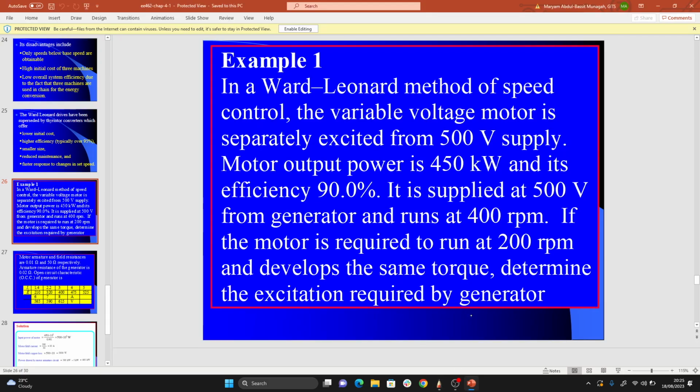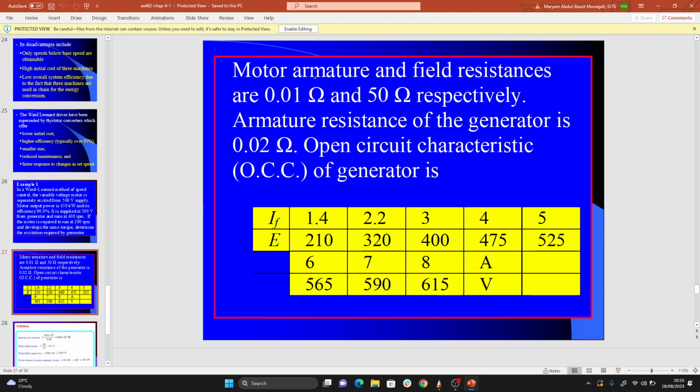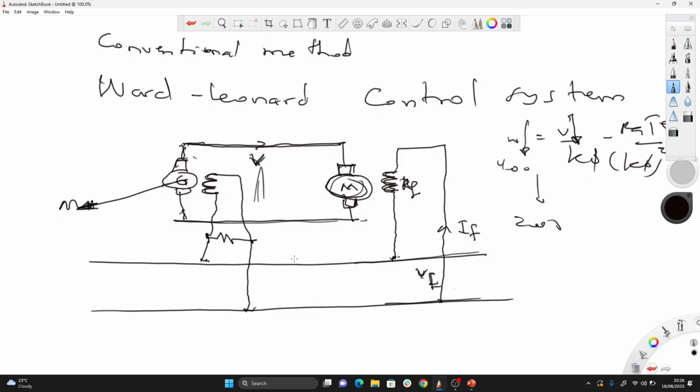Then in the question they gave us the armature resistance and the field resistance. They also give us the OCC characteristics, the open circuit characteristics of the generator. So here's how we go about the question. Okay. When they say find the excitation, you're talking about finding the current here, right? The excitation current, the field current going through this generator winding, is what we call the excitation. Find this field current here.